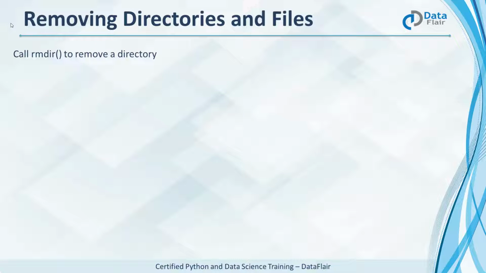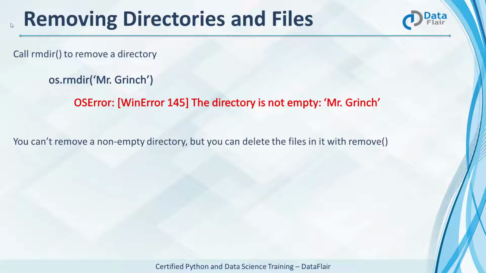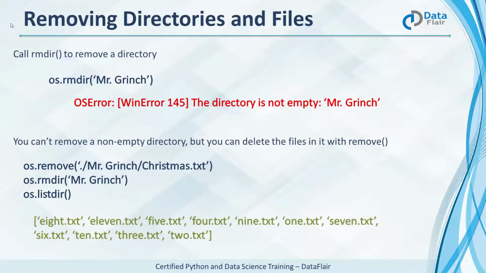We can now delete this with the rmdir function. Remove the directory Mr. Grinch, and you cannot because it isn't empty. While you cannot remove a non-empty directory, you can always empty it first. It has one file in it, christmas.txt, so let's remove that and then remove Grinch. We can. What does the current working directory hold now? 11 files.